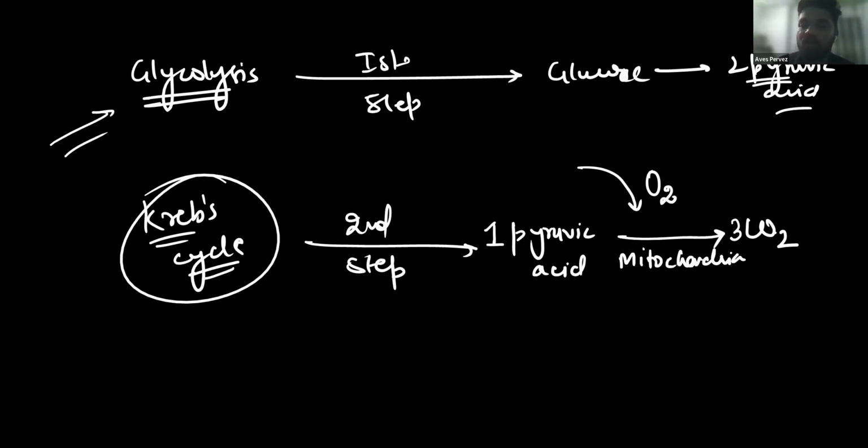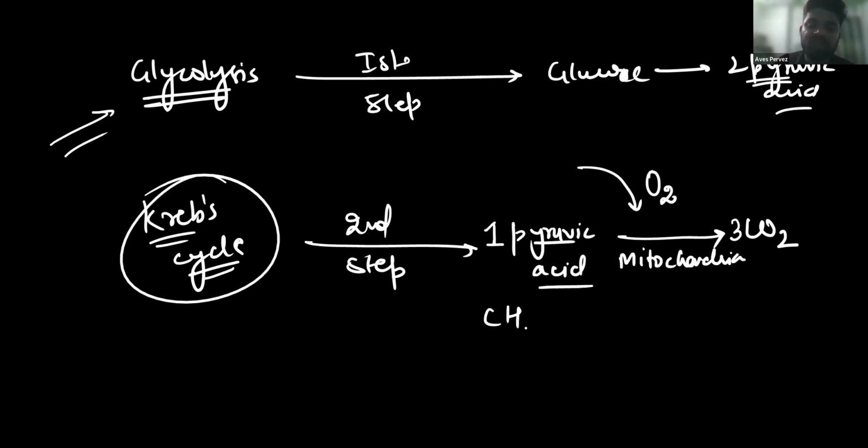Okay. Now, why does this step require oxygen? Let me explain. This is the formula. No need to learn the formula. I'm just going to explain why oxygen is required. In the examination, you need to write the pyruvic acid here. But what I'm going to explain is why there is a need of oxygen.